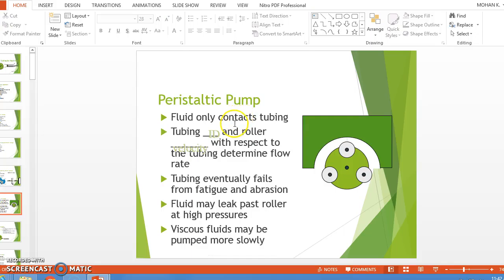Peristaltic pumps: the fluid only contacts the tubing. The tubing inner diameter, the roller, and the velocity with respect to the tubing determine the flow rate. Tubing eventually fails from fatigue and abrasion. Fluid may leak past the roller at high pressure. Viscous fluids may be pumped more slowly.